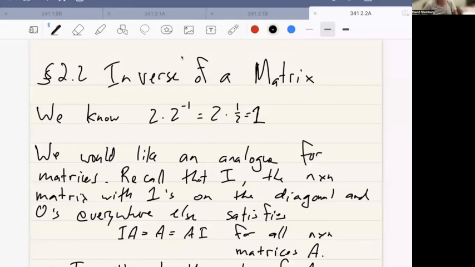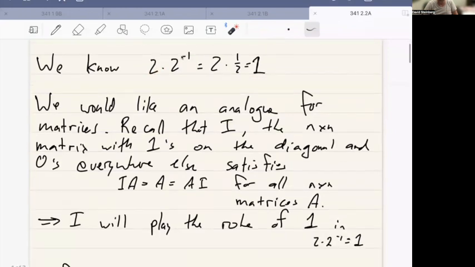Hello all, welcome to the video for section 2.2, the inverse of a matrix. So we know that 2 times 2 inverse is just the same thing as 2 times a half, and that's equal to 1. And what we're looking for in the section, at the beginning of the section at least, is an analog for matrices. So first we need to figure out what the number 1 should be, since it has a sort of unique position here.